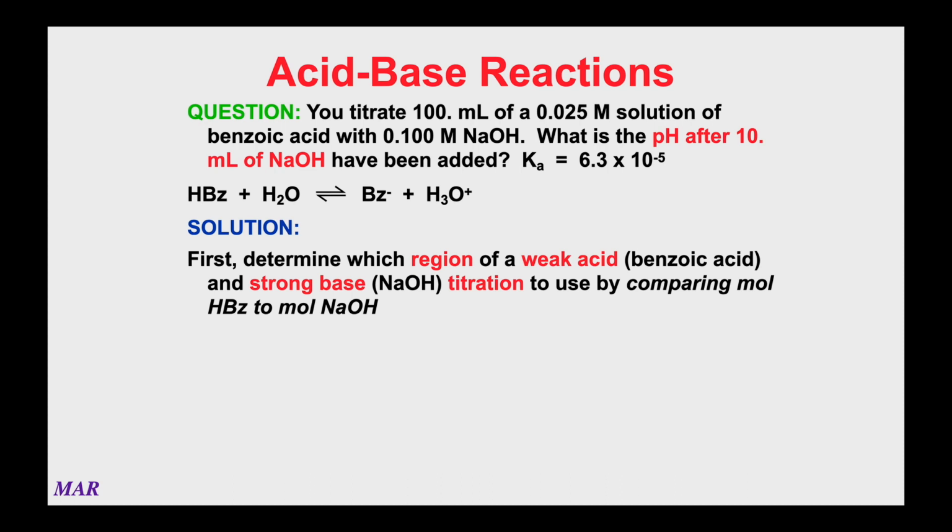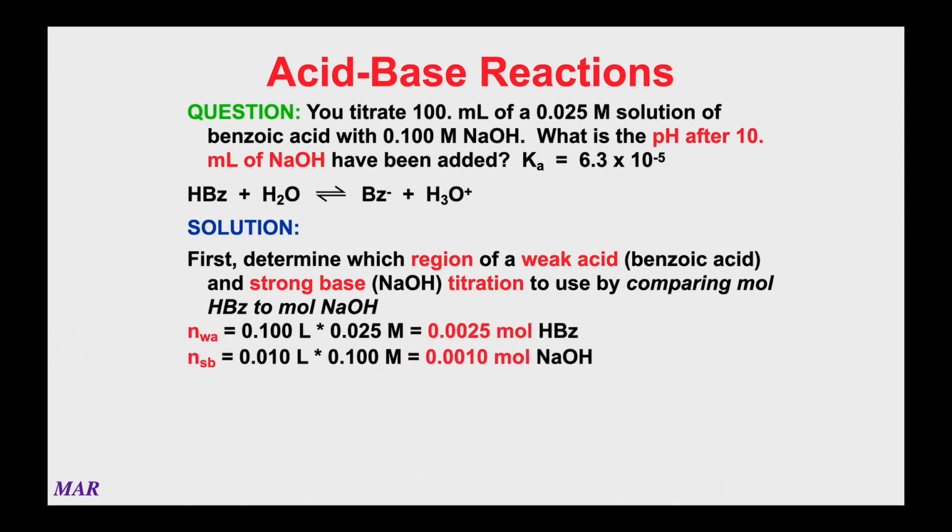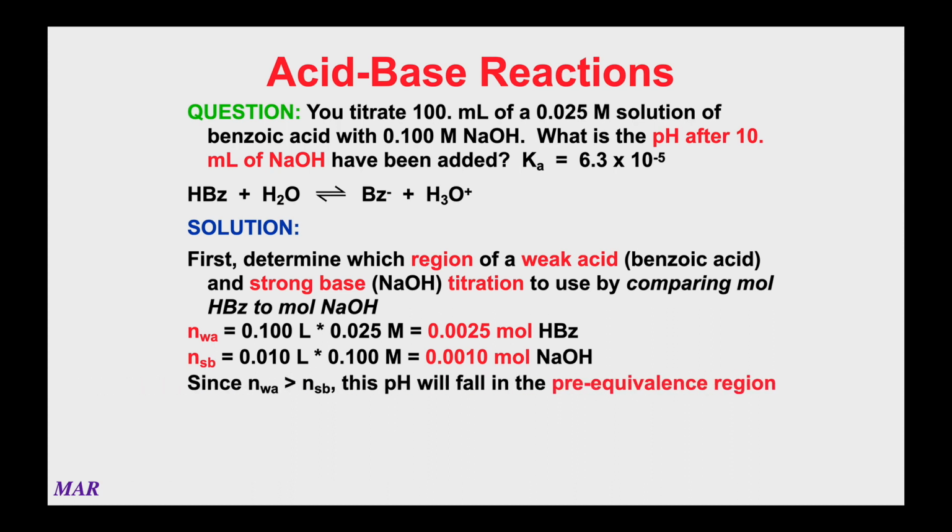And remember, moles are just volume in liters times moles per liter. So if you do that for the acid, the benzoic acid, it's 0.100 liters times 0.025. We have a total of 0.0025 moles of weak acid, benzoic acid. Moles of strong base, same idea, 10 milliliters, 0.01 times the molarity, 0.0010 moles sodium hydroxide. So you can definitely see that the moles of strong base are less than the moles of weak acid. This is a pre-equivalence region.